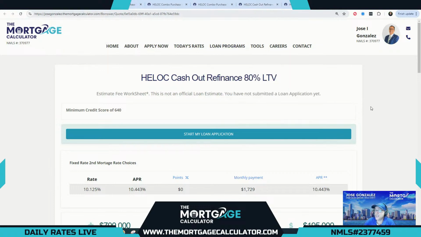And now this is investment property HELOC. This is 80% CLTV on this one, right? Which is the maximum CLTV on the investment property. This is full doc as well. And we're looking at 10.125 as the interest rate for this 80% CLTV HELOC on an investment property.